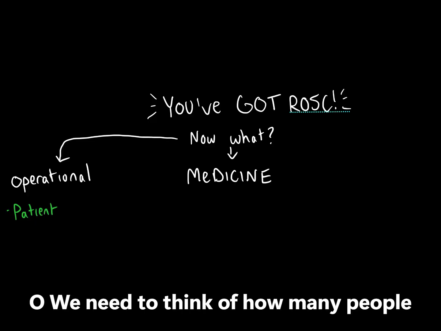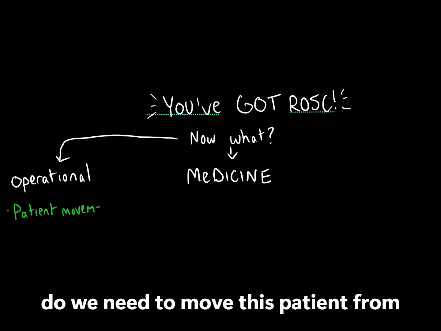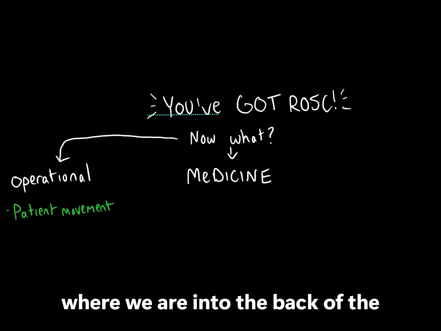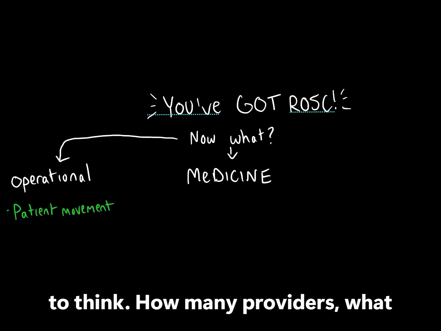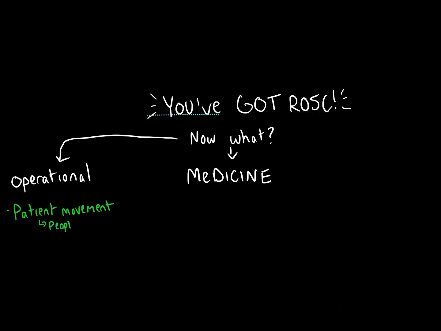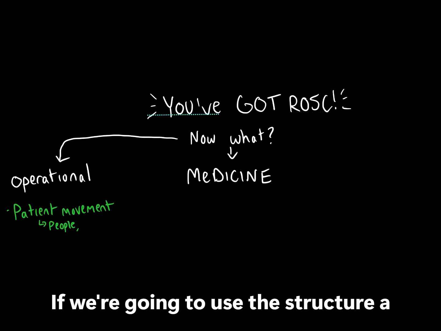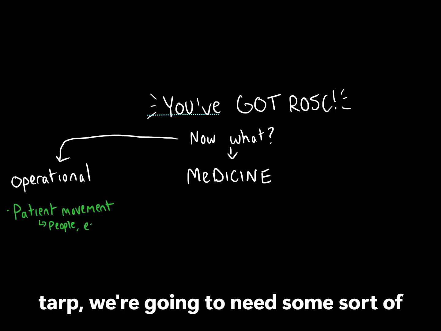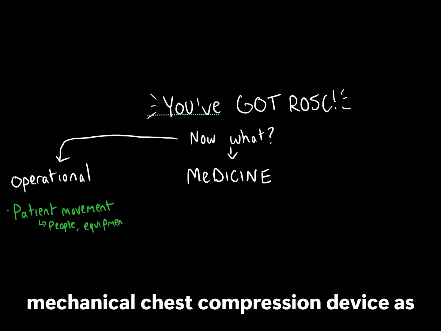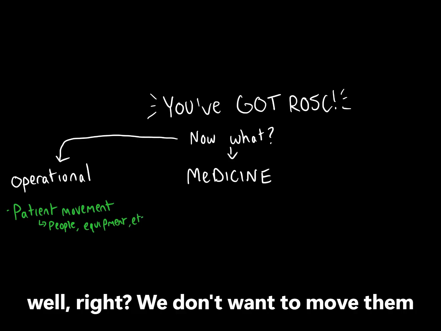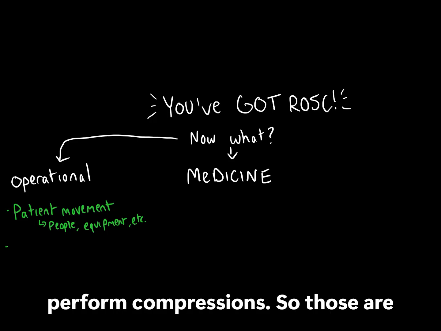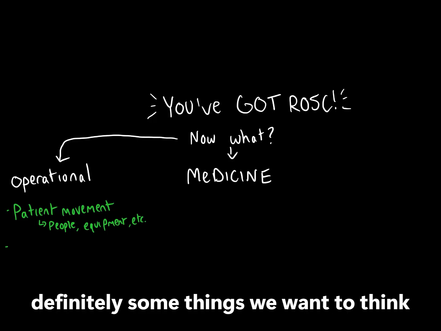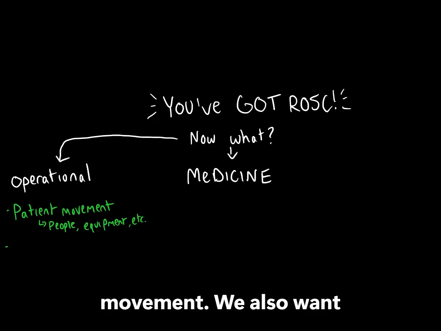So we need to think of how many people do we need to move this patient from where we are into the back of the ambulance. We need to think how many providers, what equipment we're going to need, if we're going to use the stretcher, a tarp. We're going to need some sort of mechanical chest compression device as well, right? We don't want to move them and then they happen to go back into cardiac arrest and we can't effectively perform compressions. So those are definitely some things that we want to think about when we're thinking of patient movement.